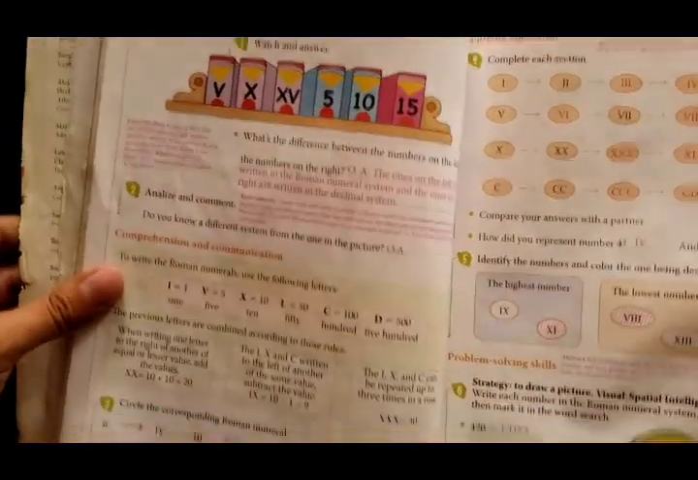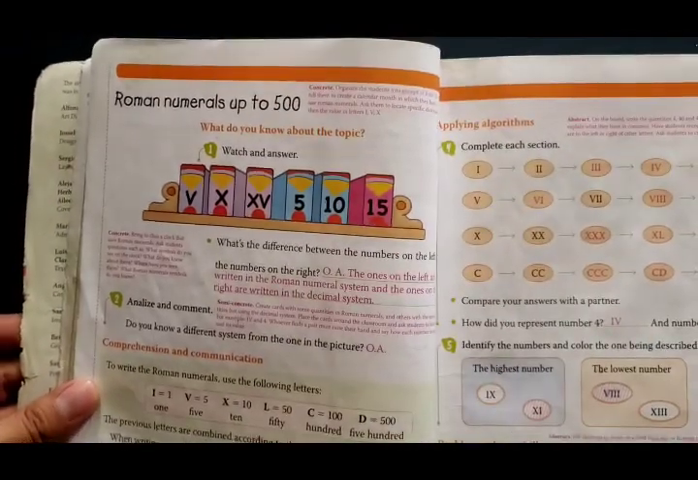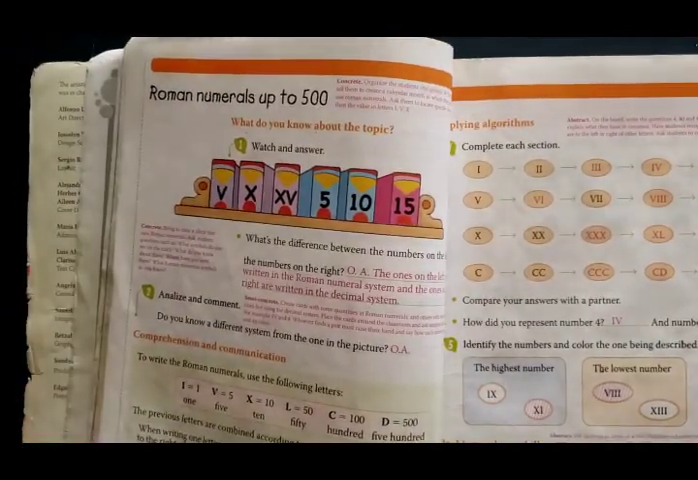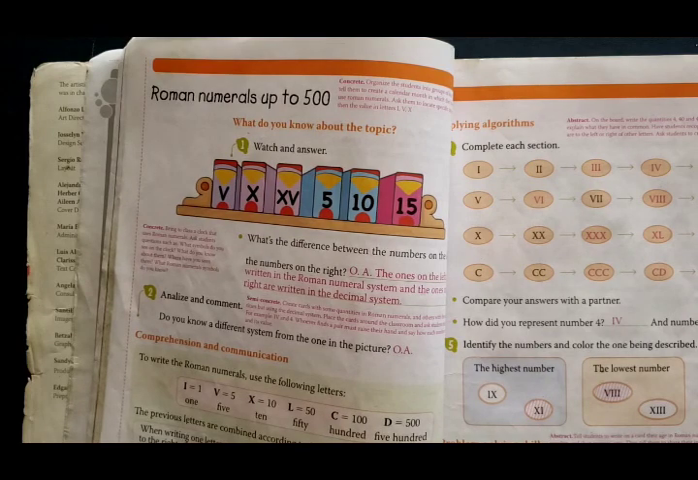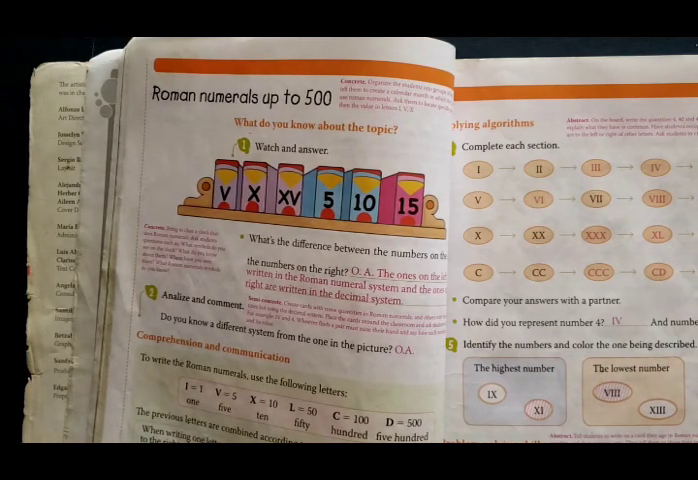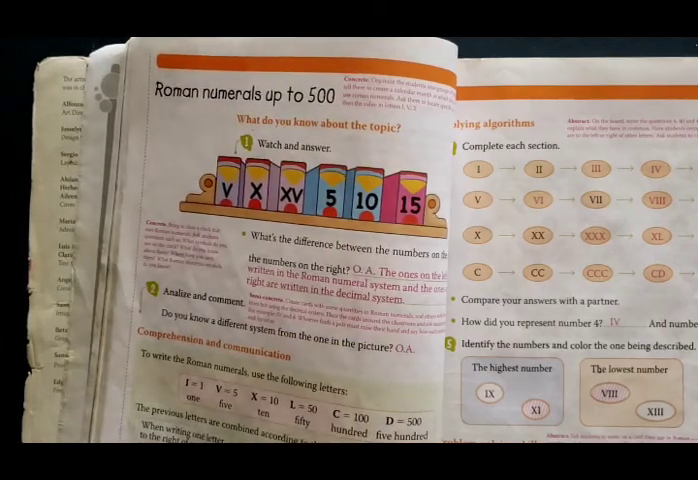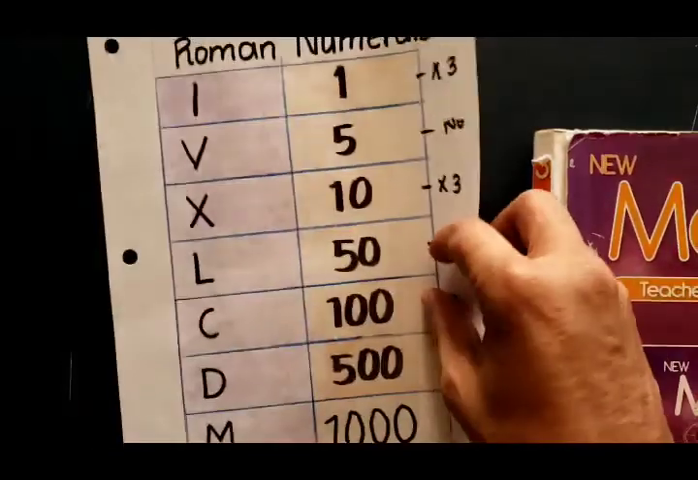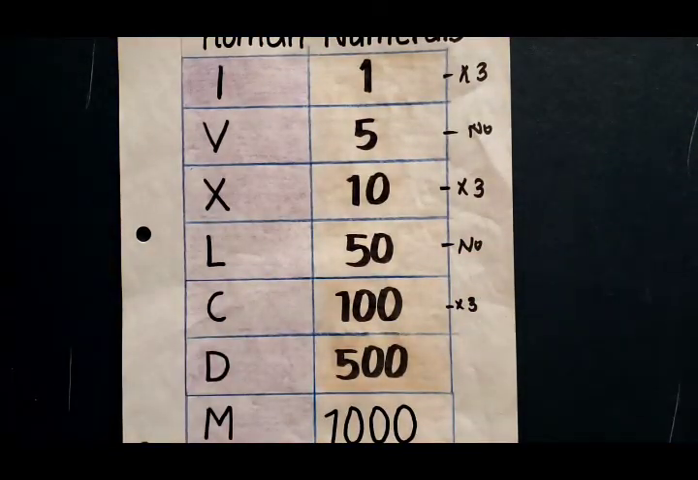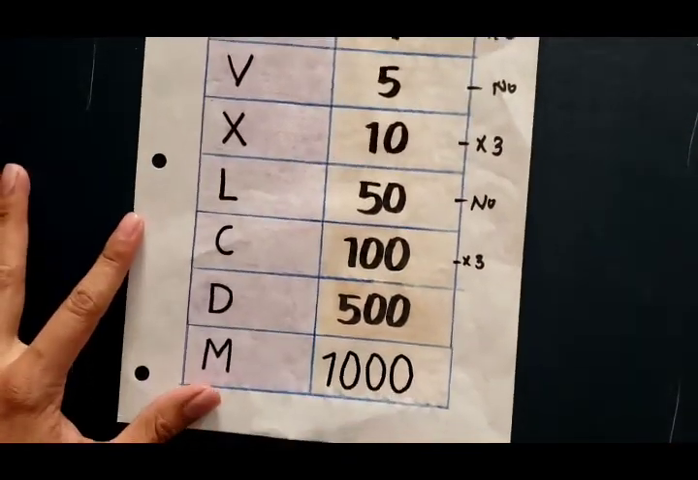Today we're going to continue with a new topic. We're going to find this topic on page number 28, and the topic is Roman numerals up to 500. As you may remember, in class we were discussing Roman numerals, but today we're going to deepen the topic. So the very first thing that we have here is the different Roman numbers.